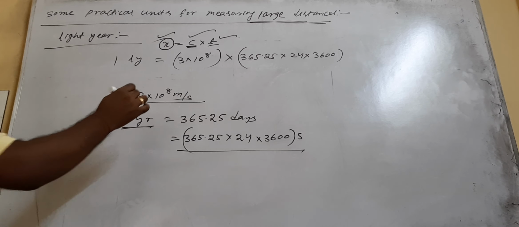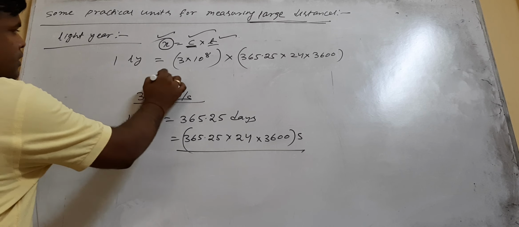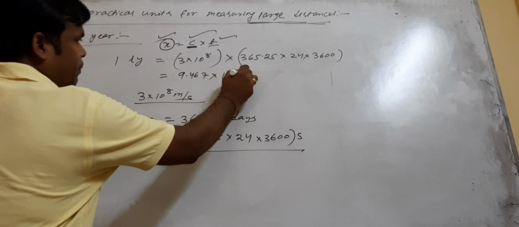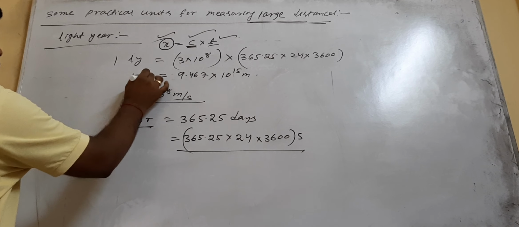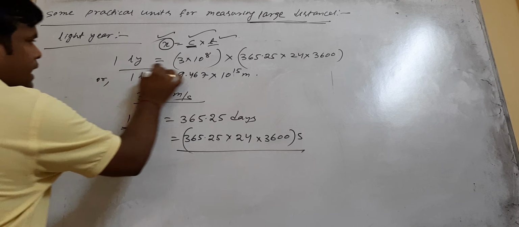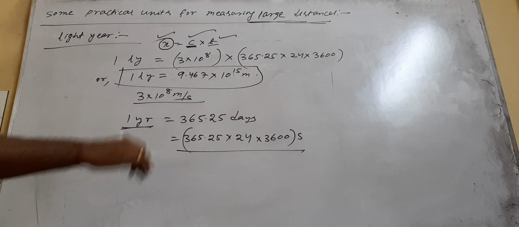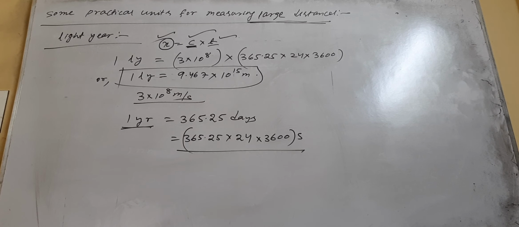When you multiply all this, you will get 9.467 into 10 to the power 15 meter. You remember this. 1 light year is 9.467 into 10 to the power 15 meter.